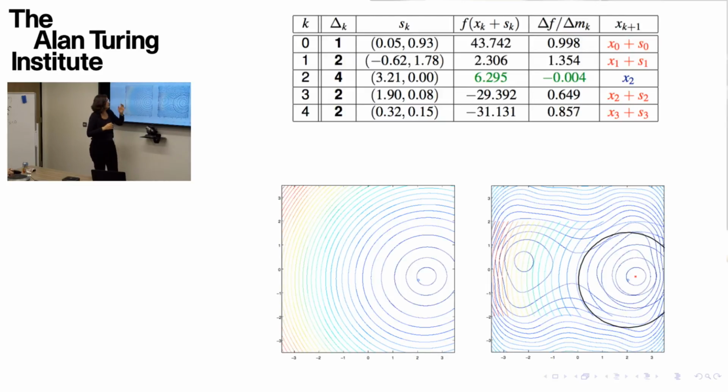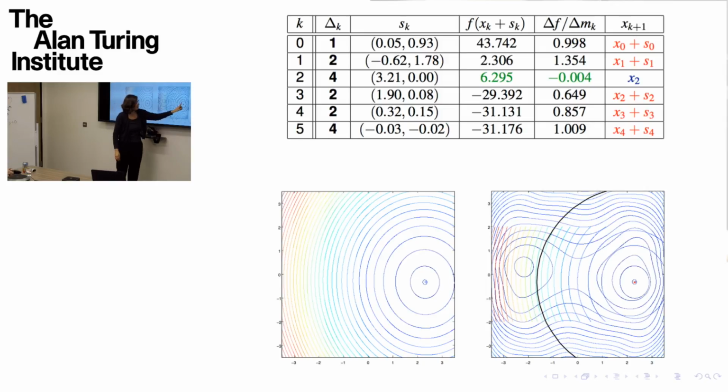So now I've moved. This is my current point. I'm getting closer and closer to one of my minimizers. Indeed, you can see that the contours of the quadratic start looking more and more like my objective. So I keep going, and now I'm very close in that basin of attraction. And what happens is that my trust region ball keeps getting larger and larger, because my model and my function agree more and more as I approach the minimizer.